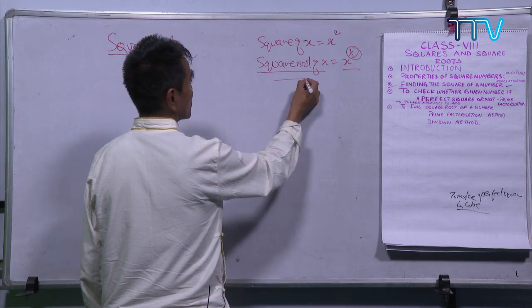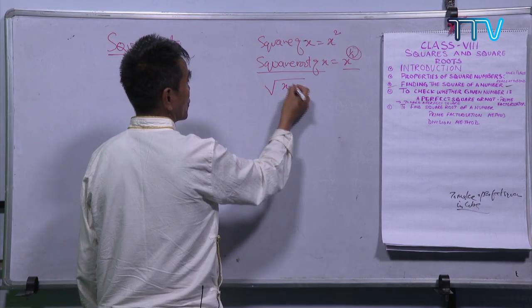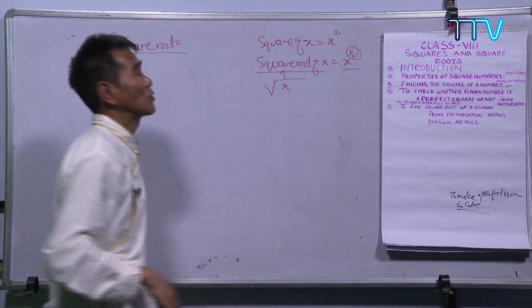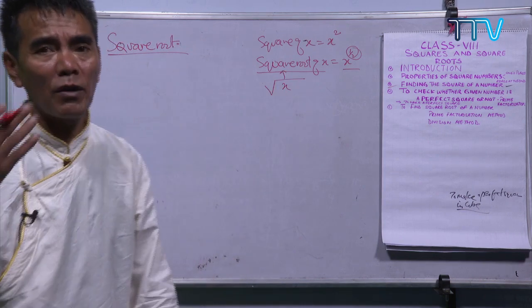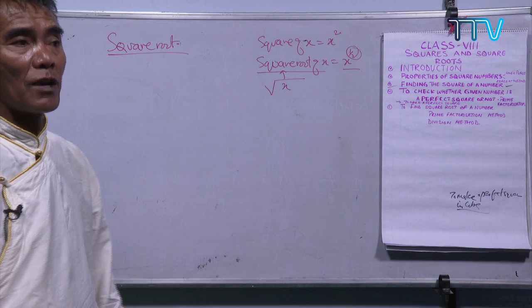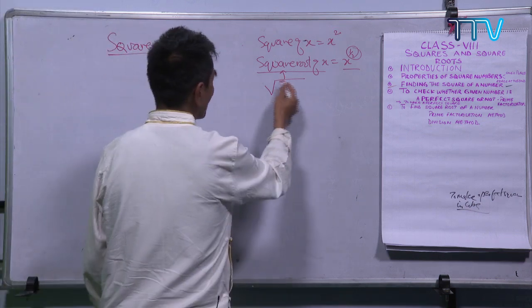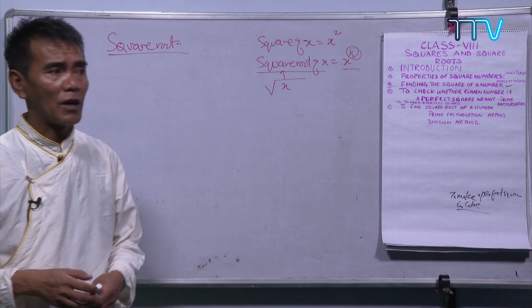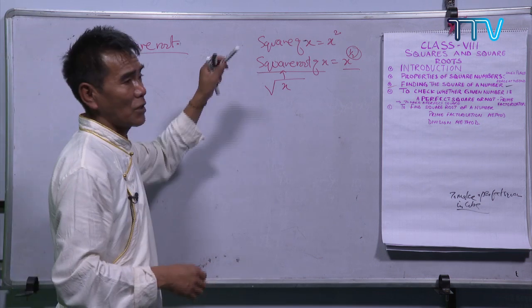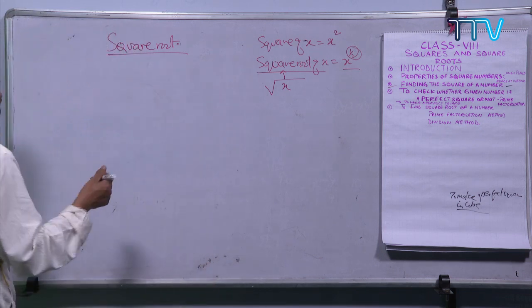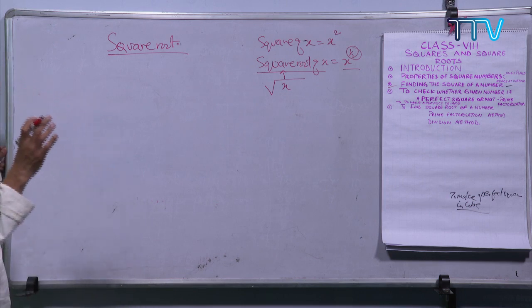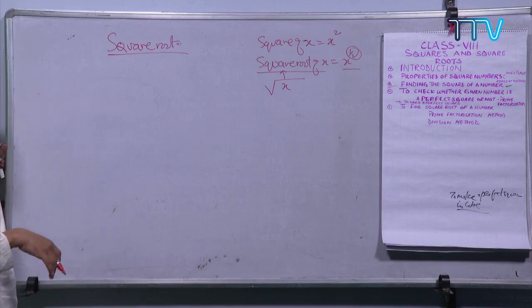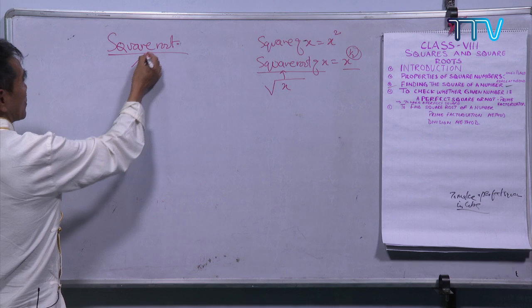What is the square root of x? x raised to power half can be written as the square root of x, with a radical sign. For a perfect square number, the prime factors multiplied give the square.